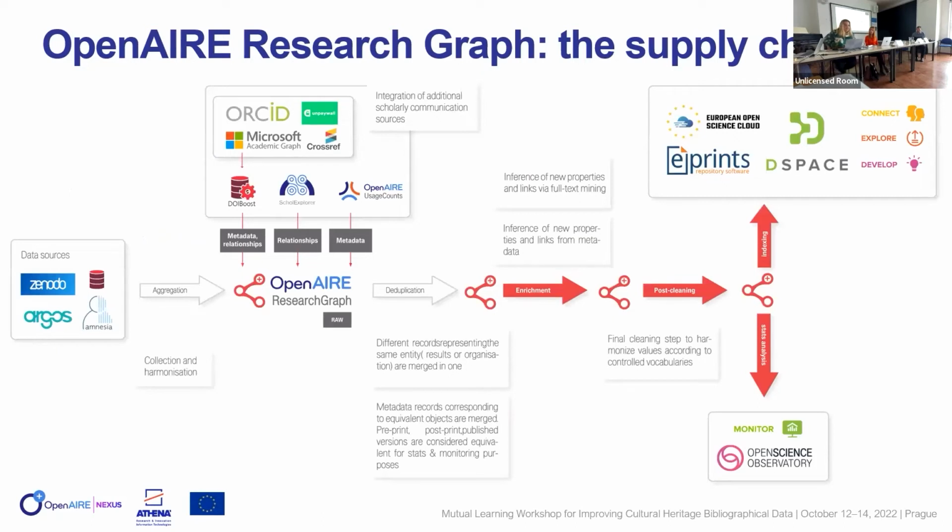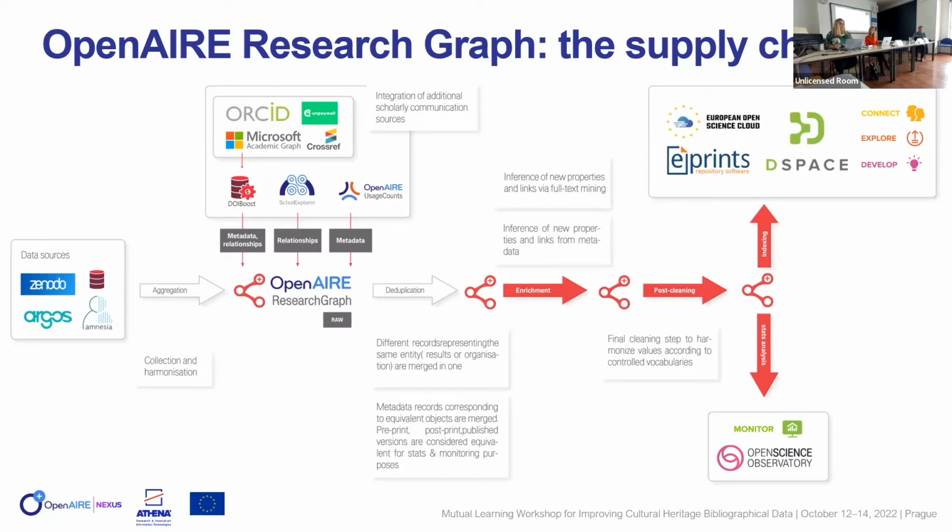This here is the supply chain or the pipeline of the OpenAIRE research graph. So starting from the left, we harvest data from a bunch of sources, enrich them with metadata and relationships from other sources, and then we deduplicate them so that records that are the same are all merged, however keeping the metadata from instances separate, so we can keep identifying what we got from where.